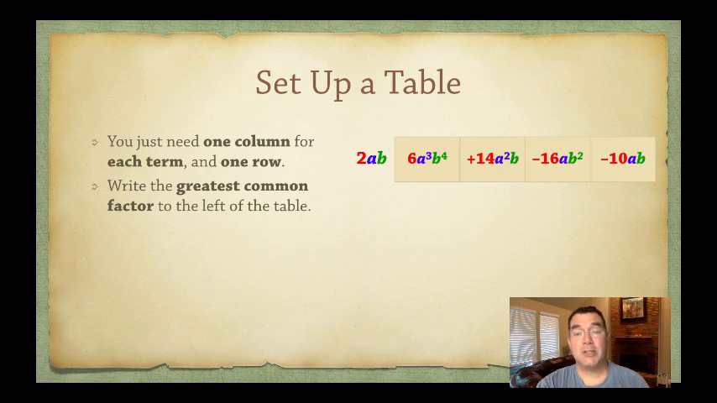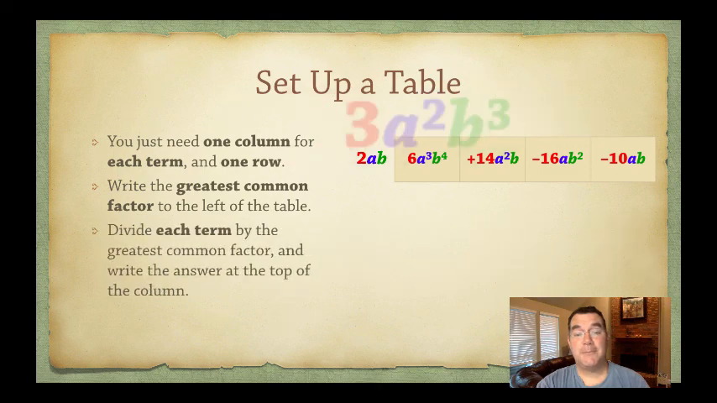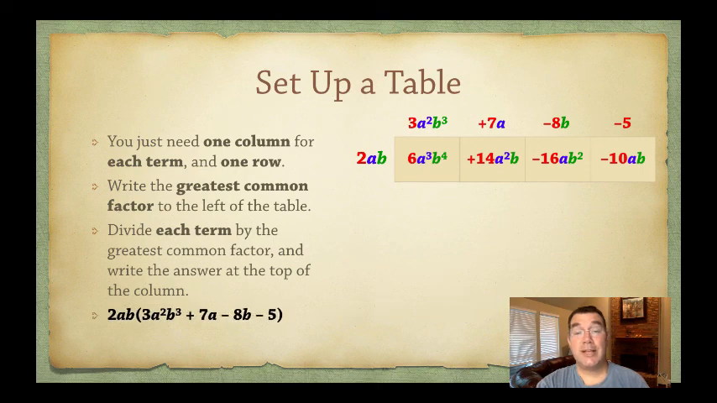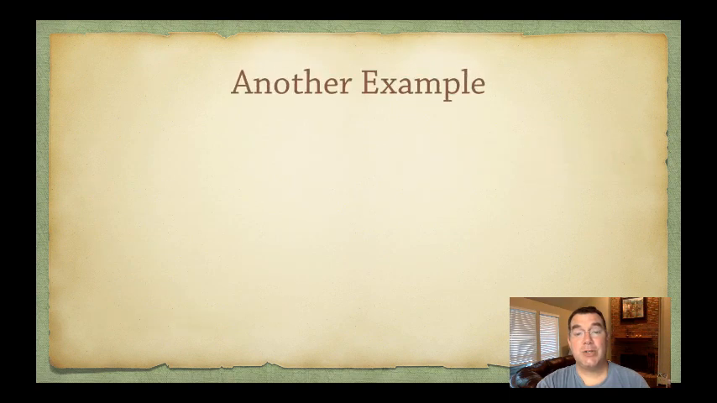And then what I'll do is I'll just divide each of those four terms by 2ab and see what I get. Okay, so if I divide the first term by 2ab, I get 3a squared b to the third, and then I get 7a, and then I get negative 8b, and then I get negative 5 for the last one, all dividing by 2ab. All right, so that's the factorization of that one there. And as you can see, I got back to the original question that I started with at the beginning of this presentation. Okay, so here's another example.